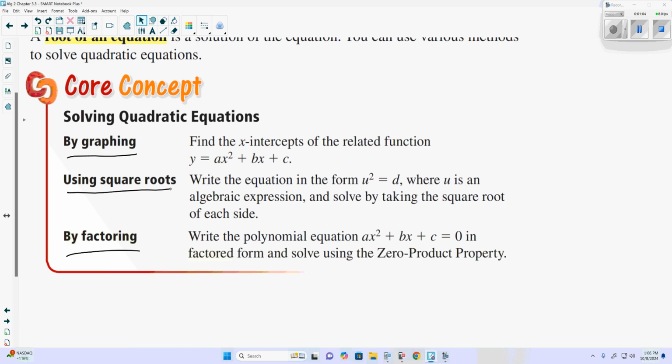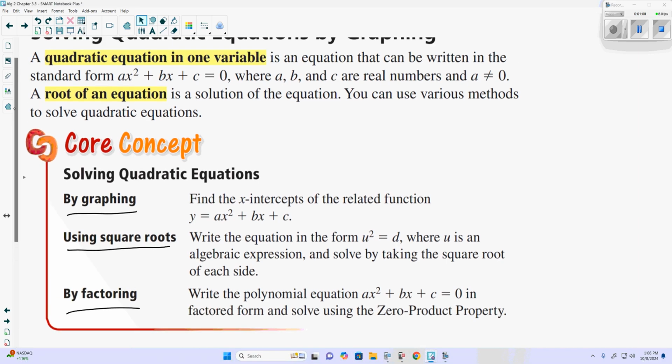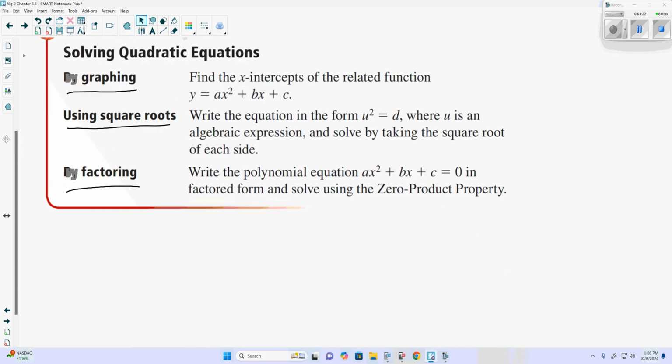Now, a quadratic equation in one variable, standard form, is ax squared plus bx plus c equals 0. A root of an equation is a solution of the equation, where the value of x will make the function be 0. And that's what we're trying to solve for: our solutions, our x-intercepts, our roots. All of these are just different ways to say the solution, and they're dependent on the context of what we're finding.